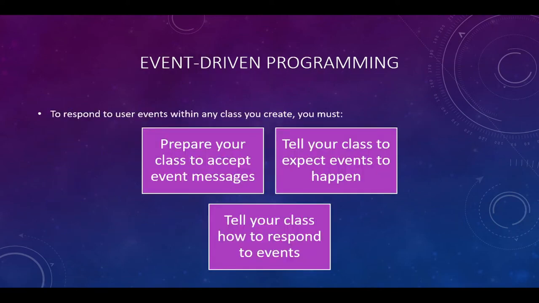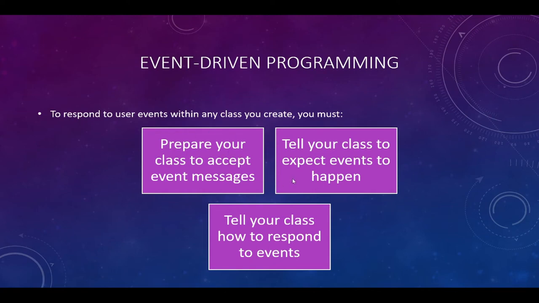In order for your program to respond to a user event, you have to do a few different things within your class first. First, you're going to have to prepare your class to accept event messages. So your class has to know what to do if an event is happening. Tell your class to expect events to happen. Your class has to be aware that it needs to be listening and that something is going to happen and it will have to do something. And then finally, you're going to have to tell that class how to respond to the actual event.